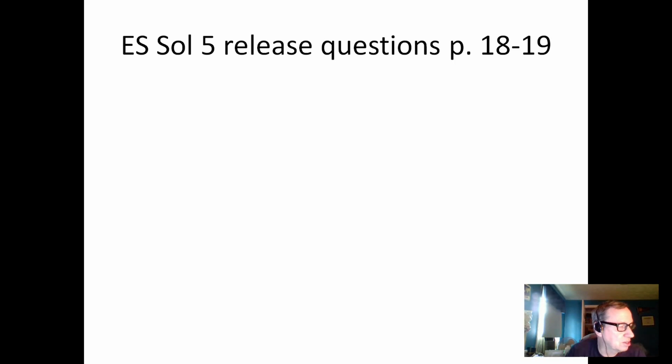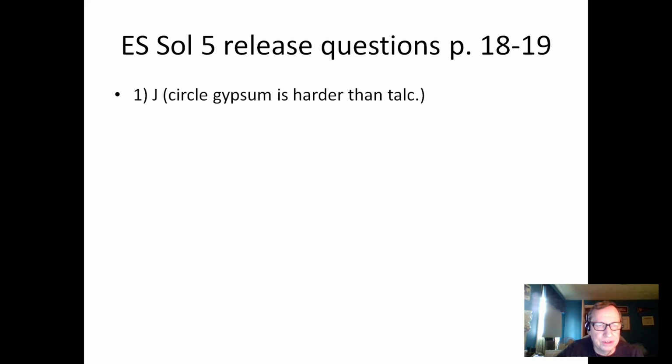And the first question says, which conclusion can be made based on the information in the chart? As you go down the chart, minerals get harder as you go to higher numbers. So the only one that makes sense is answer J. Gypsum is going to be harder than talc. Question number 2 is an interesting question.